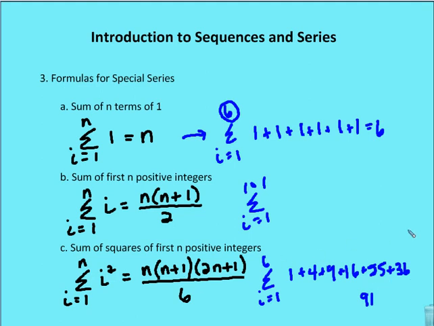Now let's use the rule to see if we can get that right number. And again, the reason why we're using the rule is because if this value of n is great, or a large number, it's much easier to use a rule. So here we have 6 for n, times 7, times 2n, which is 12 plus 1 is 13, divided by 6. So 6 times 7 is 42.